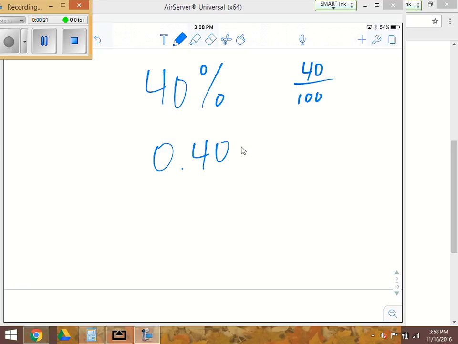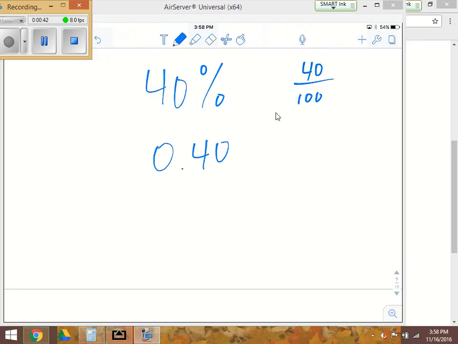Okay, so again, if we always take that number and put it over 100, and then we think about, okay, 40 hundredths, what does that look like? Okay, that looks like 40 hundredths there. Again, think about what we're doing. This line right here means to divide. So basically, we are dividing by 100.